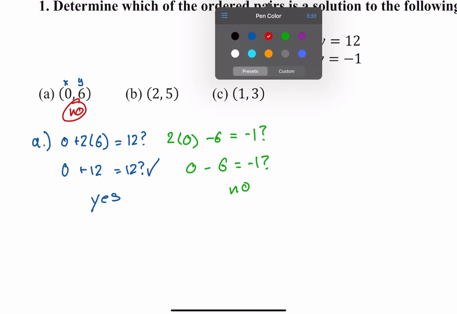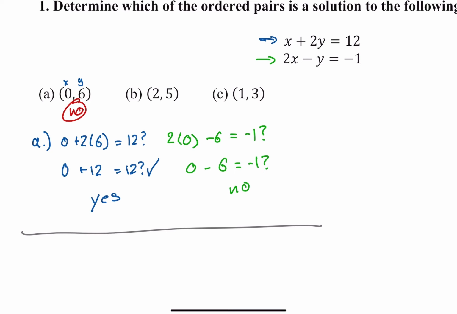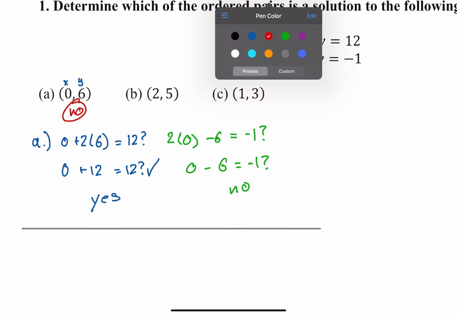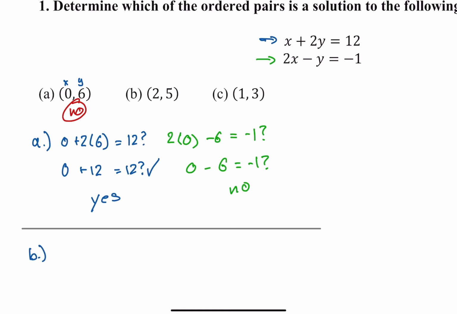Now, let's go ahead and do the next one. So let's put something to kind of break up the page here. B is going to be the same thing. You're going to check this time 2, 5. So x is 2 and y is equal to 5. So we'll end up with 2 plus 2 times 5. We're checking, is that equal to 12? Again, this here's my x, that there's my y. And we'll do 2 times 2 minus y, which is 5. So there's my x, there's my y. Is that equal to minus 1?